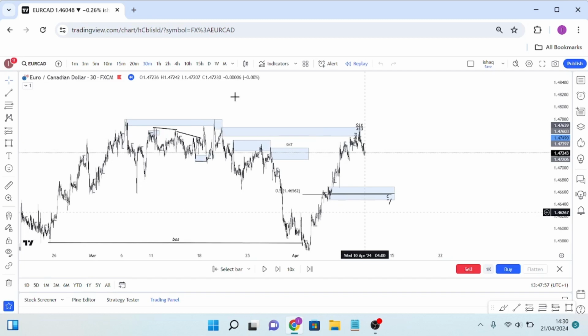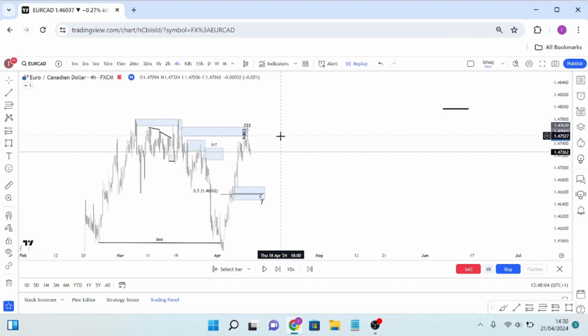Today I wanted to be able to provide you value about how to get a lower time frame entry with the confluences, and how to be able to execute on it.